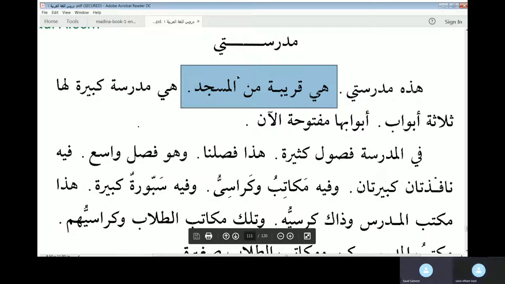What will we use if it is far from the masjid? Okay. Hiya baidatun. After baidatun, what will you use? Hiya baidatun. You cannot use min for baidatun. Right. Anil masjidi. Hiya baidatun anil masjidi.